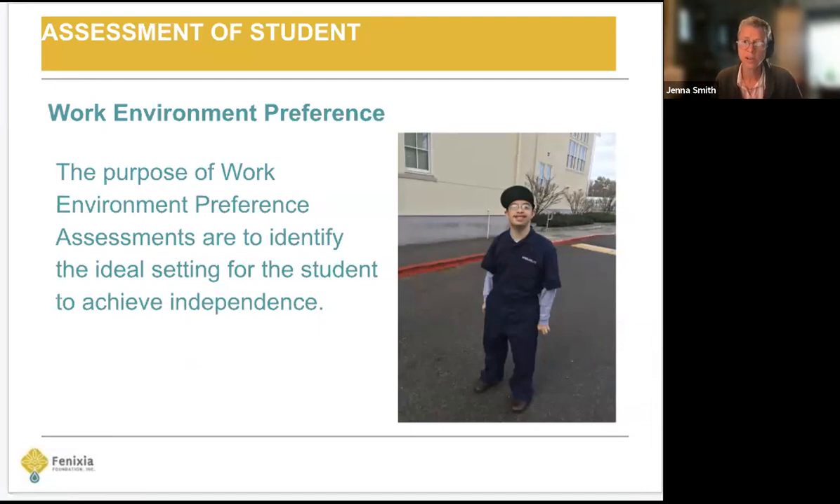If we'd set Daniel up in a job sitting, trying to put widget A into widget B or to file or collate, he would have been bored and unable to sustain that job. But by finding the right job, which were his preferences, outside moving around with a group, he was very successful in this job and became very independent. So again, the purpose of this is to identify the ideal setting and set them up for success to achieve that independence.